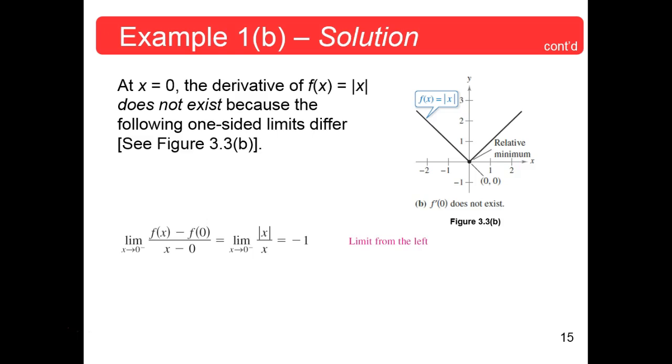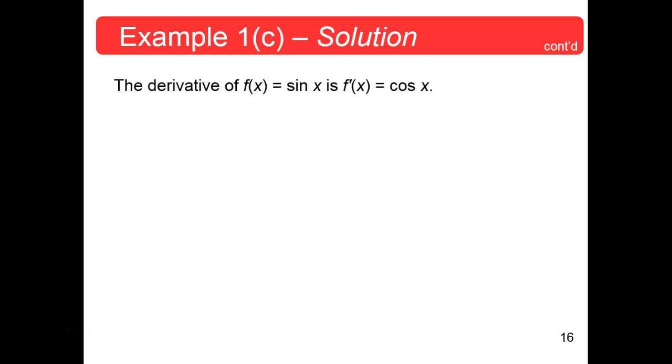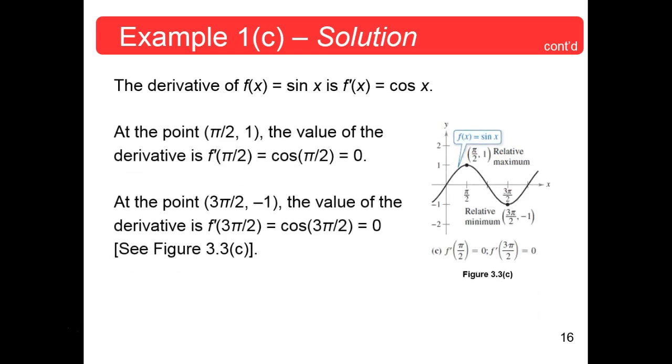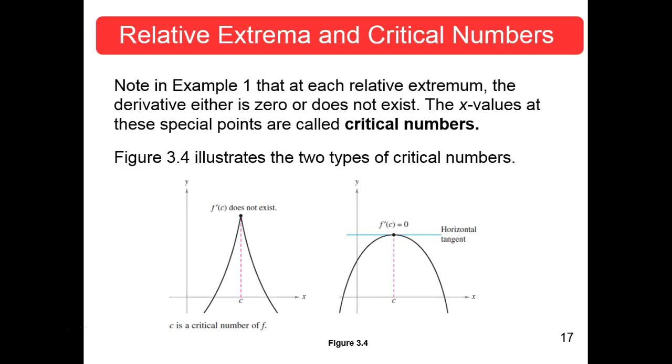They did it by the limit. I did it by the definition. It becomes -1 from the left, +1 on the right, never the twain to meet. On the third one, the derivative is cosine x, and at the relative maximum here, at pi halves, your cosine is 0. At the relative minimum there, at 3 halves pi, your cosine is also 0. Okay. That was example 1.